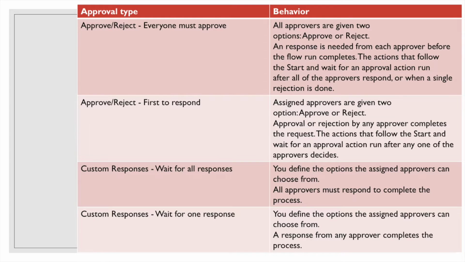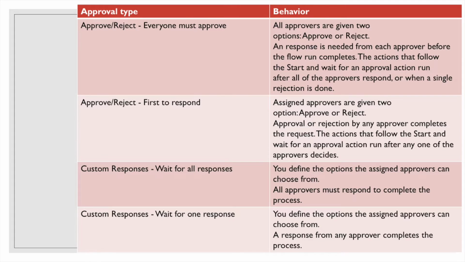Next, approve or reject, first to respond. Assigned approvers are given two options: approve or reject. An approval or rejection by any approver completes the request. So in the first one, all must approve; here, anyone can approve. Here, if you see, start and wait for an approval action runs after any one of the approvers decides. That you must remember.